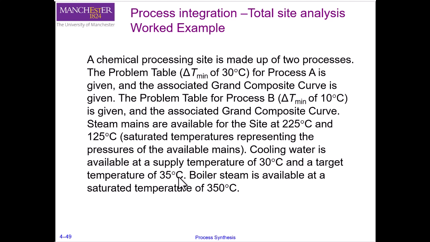Okay, and then we have the boiler steam available at a saturated temperature of 350 degrees centigrade. This represents a high pressure for utility boiler steam, probably higher than most of the utility boilers produce their steam at. However, this is purely for illustrative purposes.